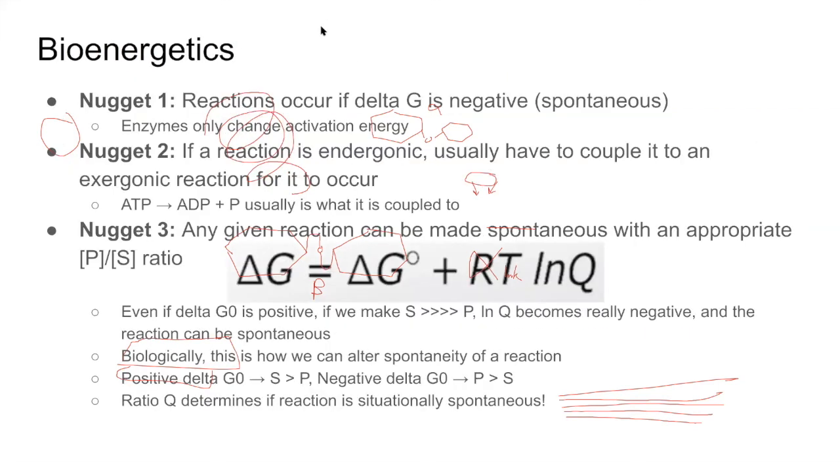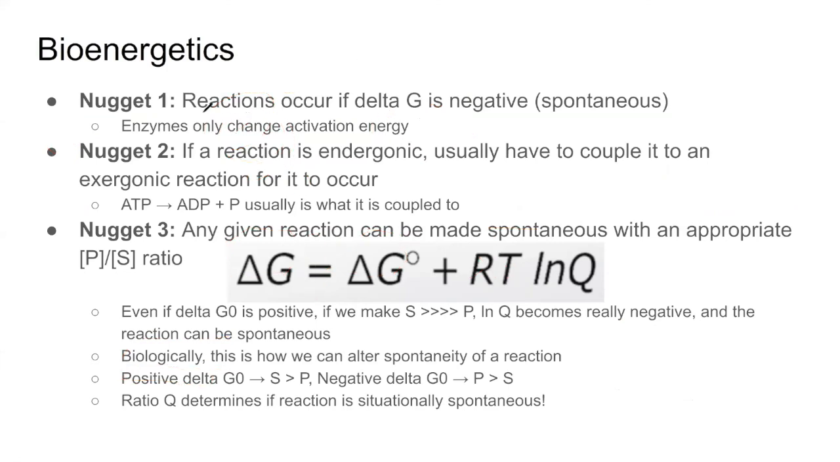All right, so to end our recitation, let's go over bioenergetics, which is the most important part and most confusing part in my opinion. So nugget 1 and nugget 2, I think you guys are very familiar. Nugget 1, reactions occur if delta G is negative. Nothing new. The rule of spontaneity is delta G negative. So I hope everyone's okay with that. Where people get confused is how enzymes play a role in that. Remember, enzymes only change activation energy, and therefore they only change your rate.